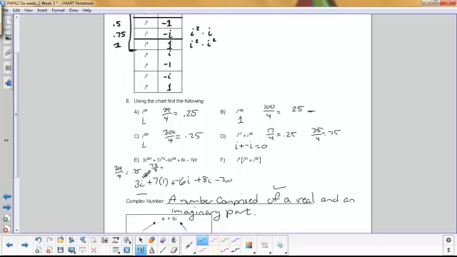Combine your like terms, all of your i's, make your real parts come first, and so we'll go ahead and write it as 7 minus 7i plus 5i.